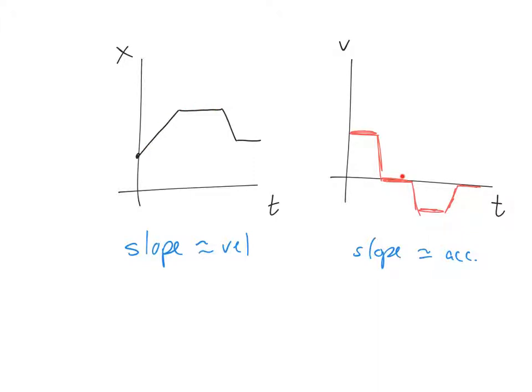Zero slope is zero velocity. Negative slope is negative velocity. Zero slope is zero velocity. Do you see how there's 1, 2, 3, 4?